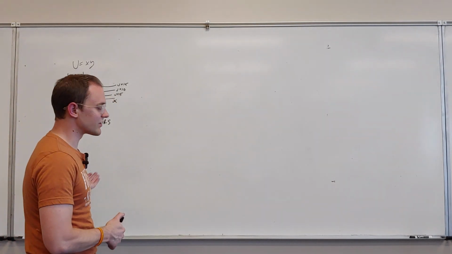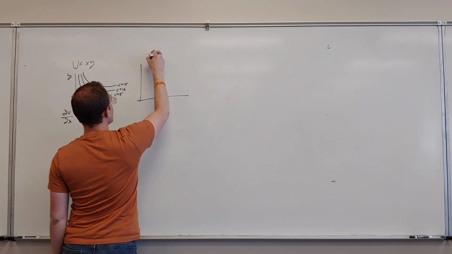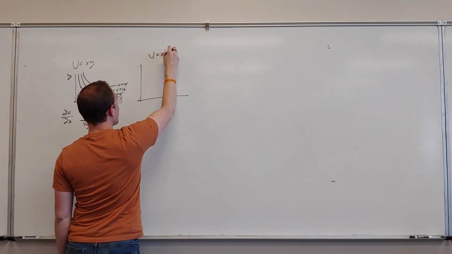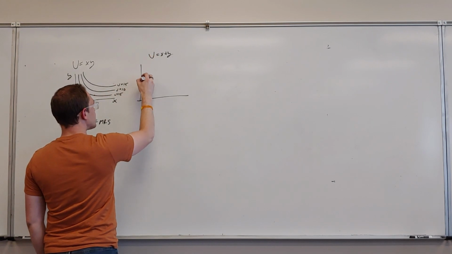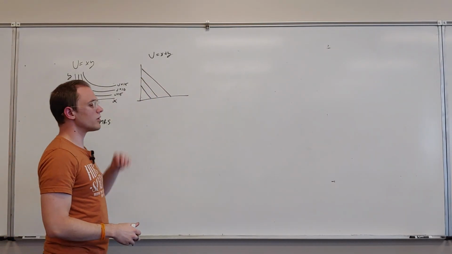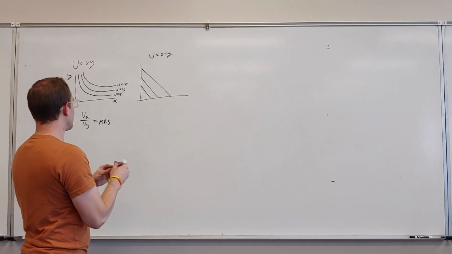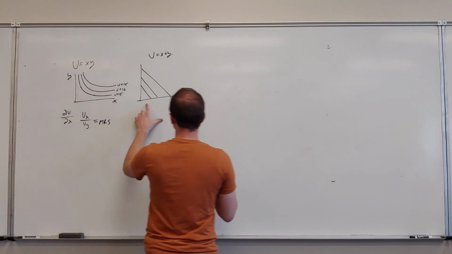We covered monotonic transformations. So let's look at some more examples of utility functions. So let's say u equals x plus y. Okay, so these are the indifference curves for a function like that. These are perfect substitutes. You can perfectly substitute x for y at any point right there.